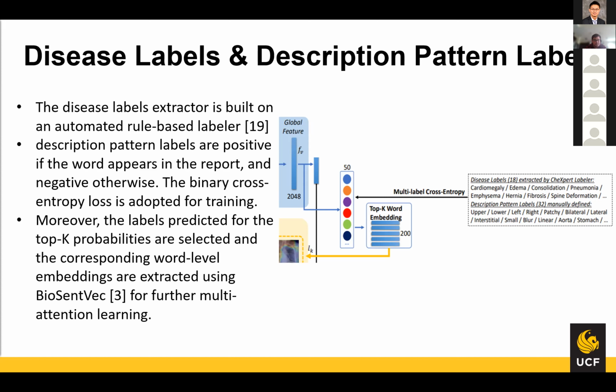The labels are also predicted for some top number of probabilities, and those are selected and correspond to different word level embeddings that were extracted from the BioSentVec as well.